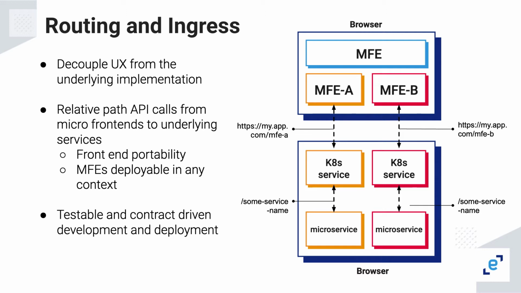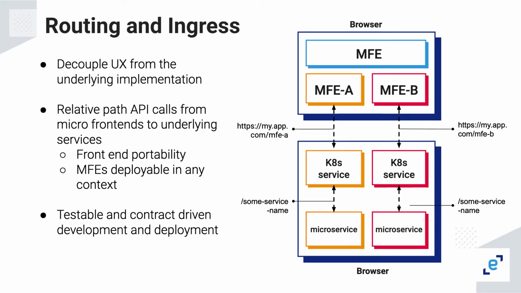So the micro frontends themselves don't have to know anything about where they're deployed. They don't have to know anything about the underlying architecture that's serving them data. They have the ability to make a relative path API call from whatever app they're deployed in, and then they get their data back because Kubernetes takes care of the routing. This routing and ingress also gives us the ability to create strongly contract-driven development and deployment architectures. And it's also really testable, so it's fairly straightforward to test these kinds of architectures because everything is decoupled and contract-driven at that network layer.